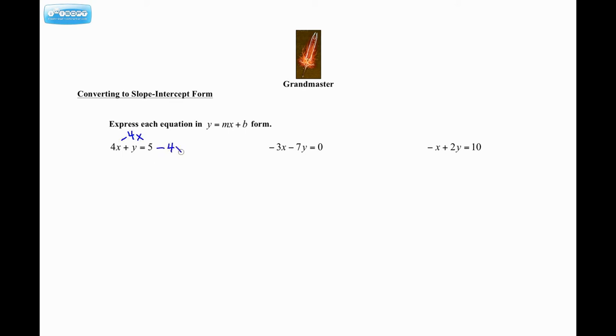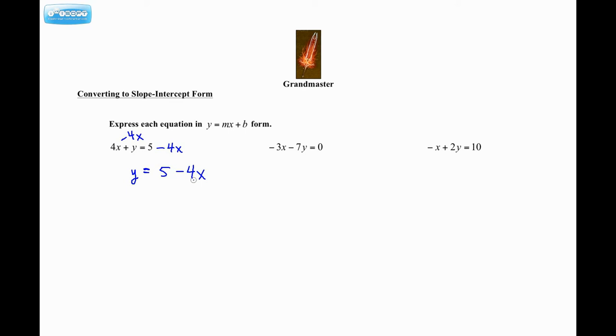Some people write it next to the numbers, some people write it below. There are different techniques. I like to work down, so 4x minus 4x, that's just gone. So now I have y equals, see how I'm lining up everything? And this is 5 take away 4x. Well, I can't simplify that. Those are not like terms. Technically this is good enough.